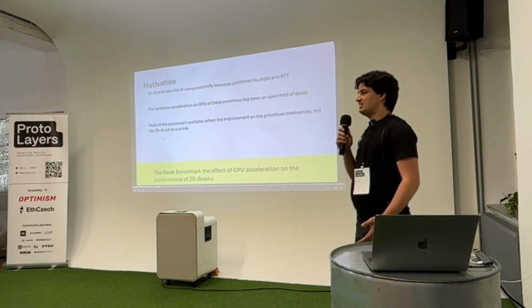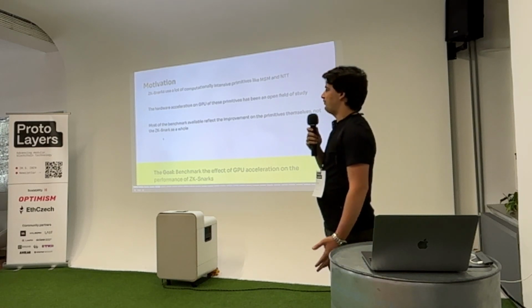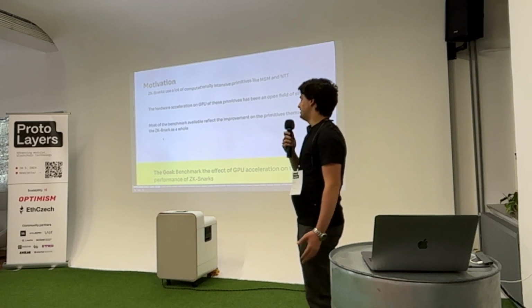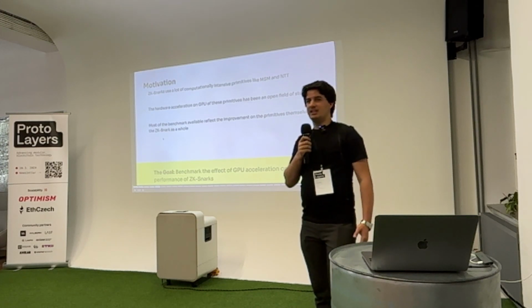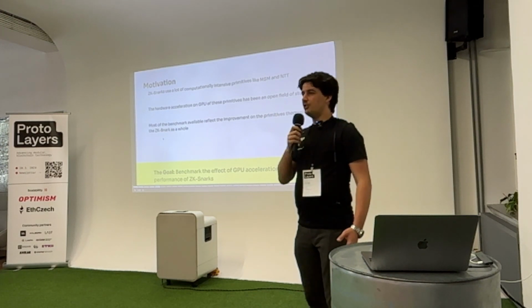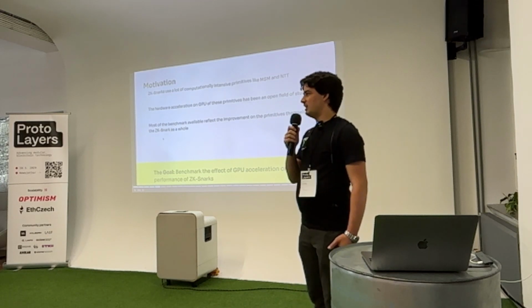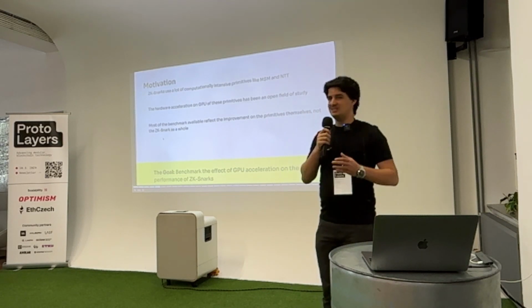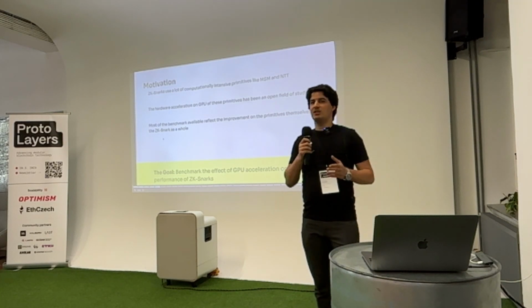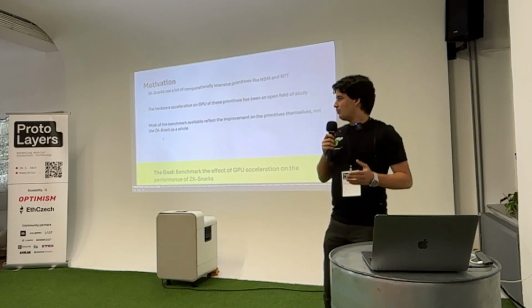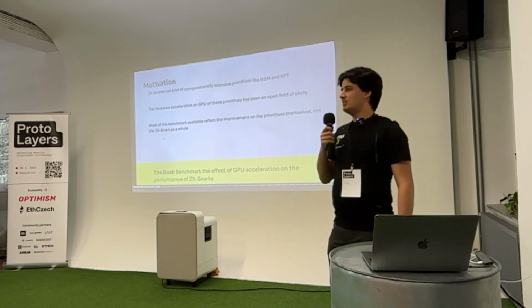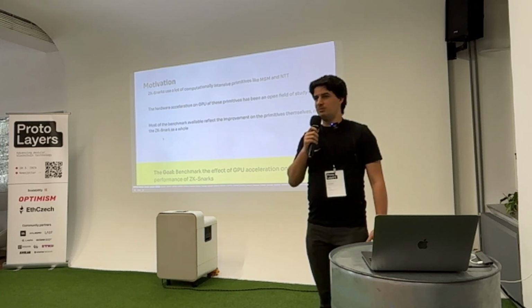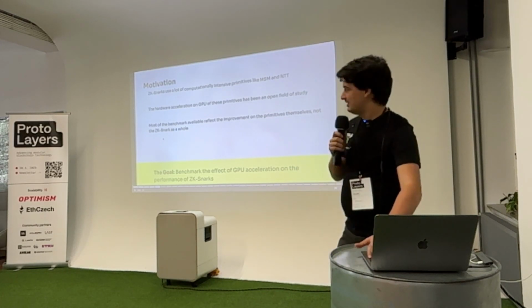So the problem is that ZK-Snarks use a lot of primitives like MSMs and NTTs. And while the hardware acceleration of these primitives has been an open field of study, the problem is that most benchmarks do not benchmark the effect on the ZK-Snark as a whole, but only on these primitives. So what we want to do in this work is to answer the question of how GPU acceleration affects the performance of a full ZK-Snark.